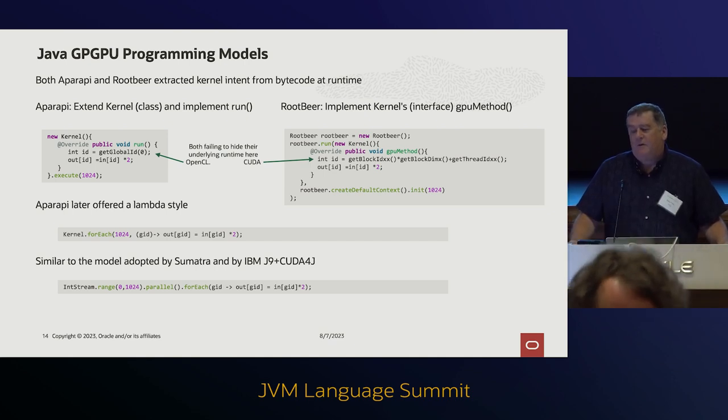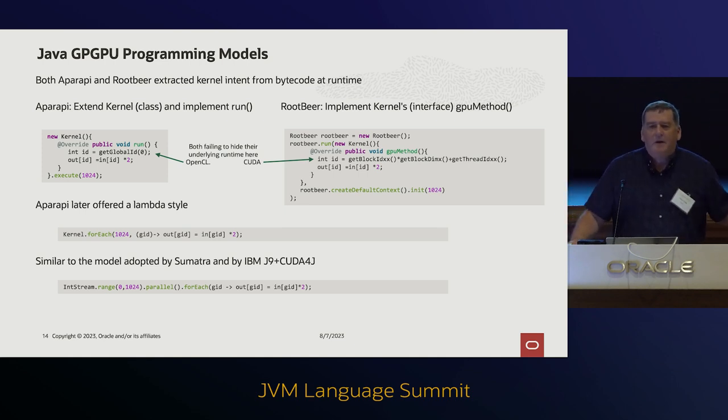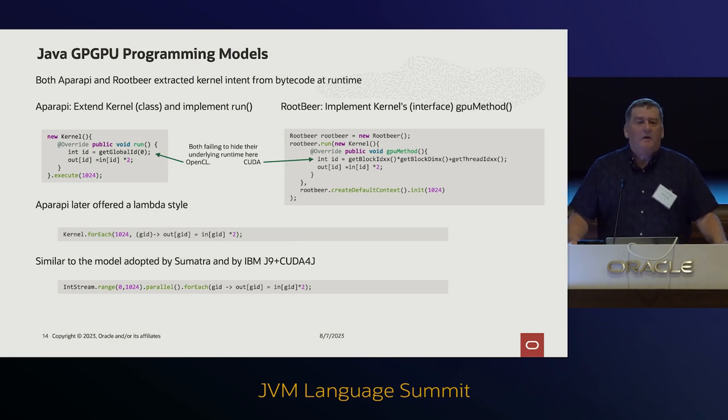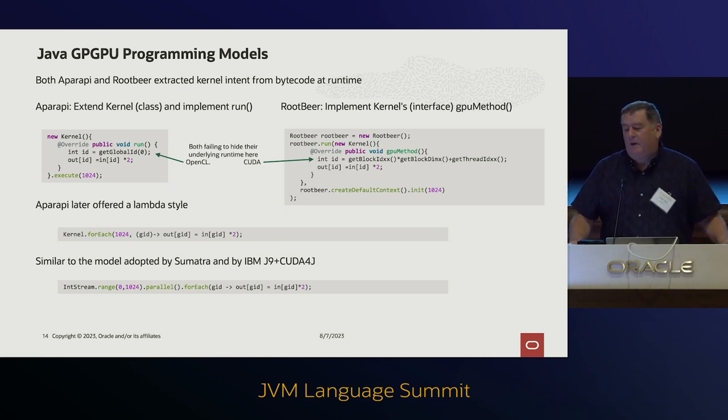Aparapi, as I mentioned, did it a slightly different way. It allowed you to write your kernel in Java code. You extended a base class and overrode the run method, and that run method would be turned from bytecode into OpenCL. Rootbeer came out within weeks of Aparapi. It was CUDA-based, so it would do the same thing for CUDA, although they used an interface, which is probably smarter, actually. Later on, when lambdas arrived, we could have lambdas in kernels. We could put a kernel in and have it execute within Aparapi.